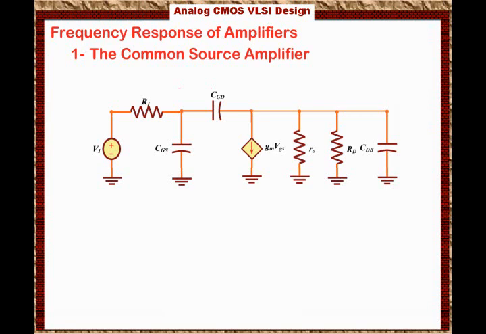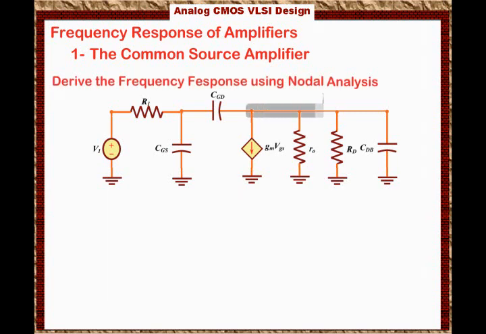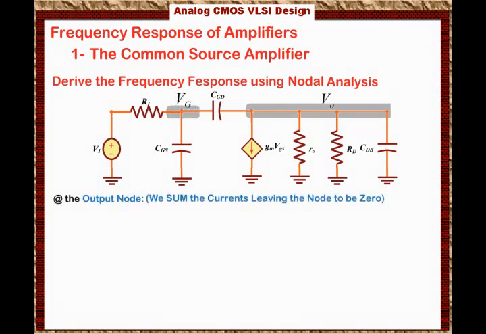And what we will do now is derive the frequency response of the common source amplifier using nodal analysis. So we will go to the output node. Here is the output node, and we will sum the currents leaving the output node to be 0. That's the way I write the nodal equations. I sum the currents leaving, so I don't have to worry about the directions of the currents, whether they are going in or out of the node.